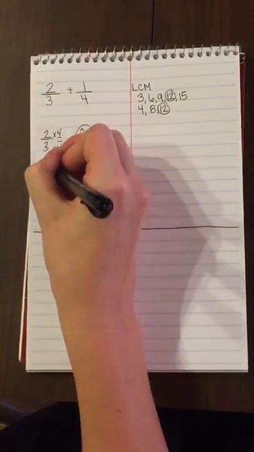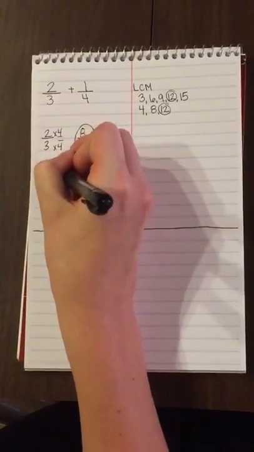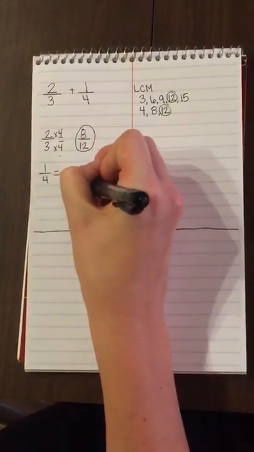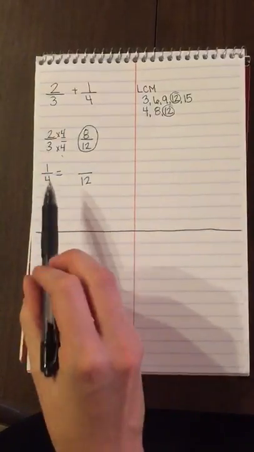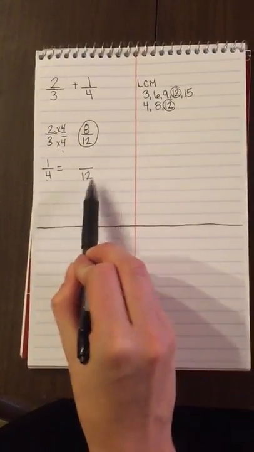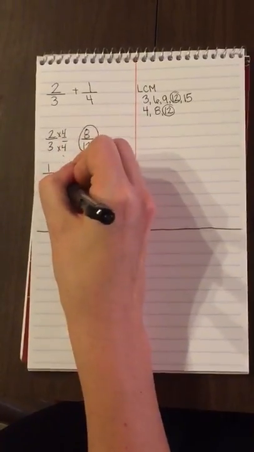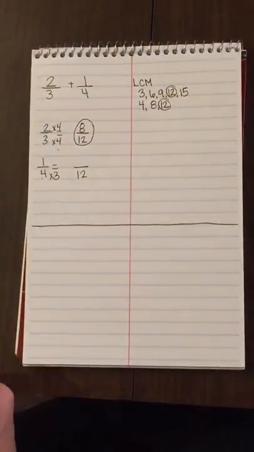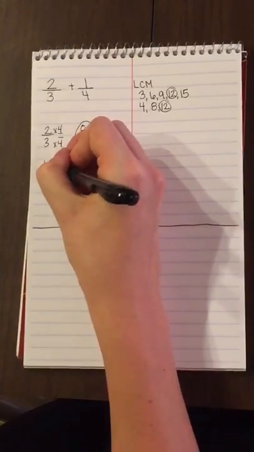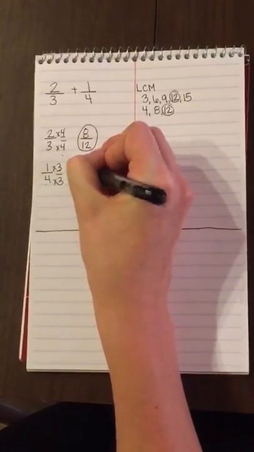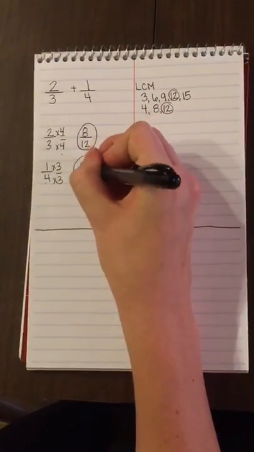And then I'm going to go and do the same exact thing with 1/4. I'm going to make an equivalent fraction with 12 as my denominator. So 4 times what equals 12? So 1, 2, 3. 4 times 3 equals 12. Whatever I do to my denominator, I do to my numerator. And 1 times 3 equals 3. So then I'm going to circle that.